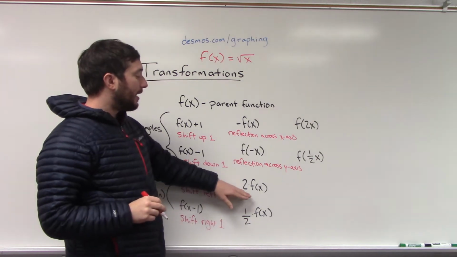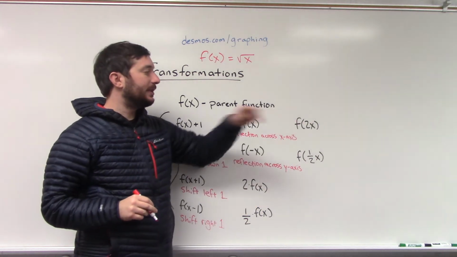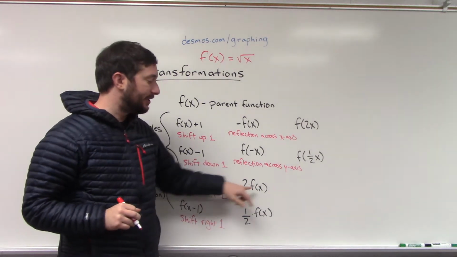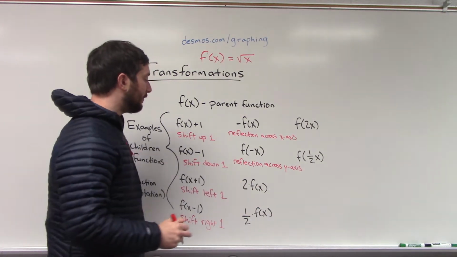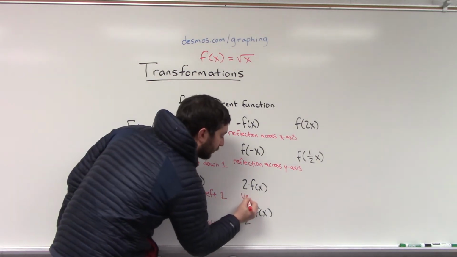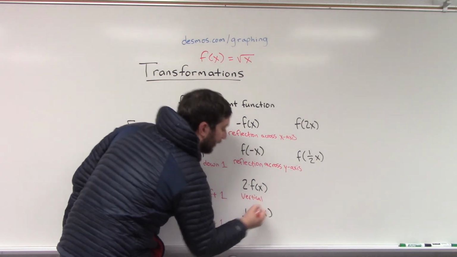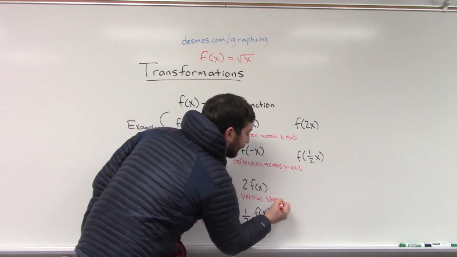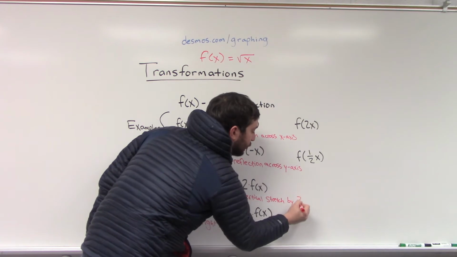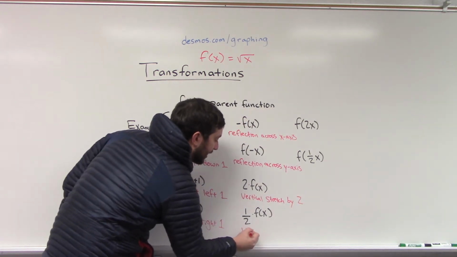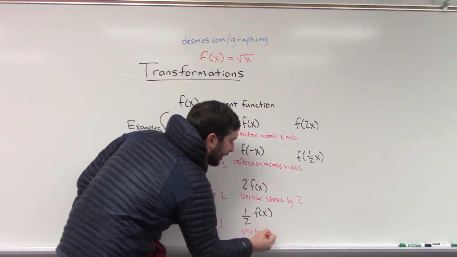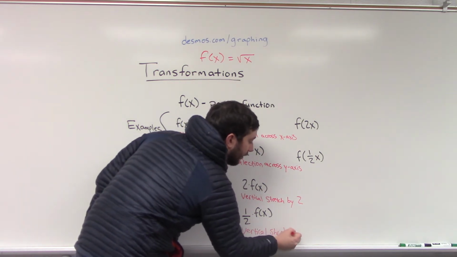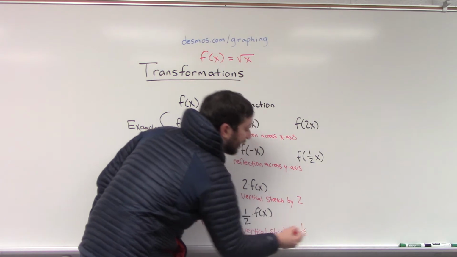Okay. A couple more transformations that we can see here are when we multiply by some numbers. If we multiply in front of our function, that's going to end up being a vertical stretch or shrink. In this case, it's going to be a stretch by a factor of 2. Or in this case down here, we're multiplying by a number less than 1. This is what's going to be called a vertical shrink by, in this case, a factor of 1/2.